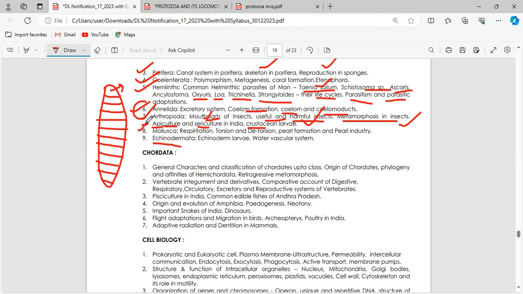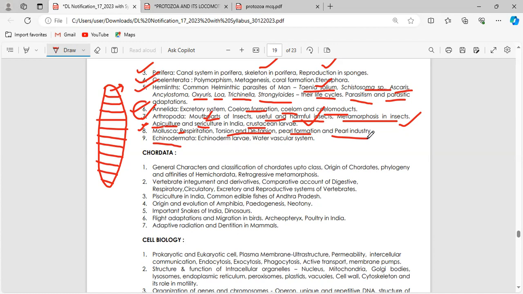Next, Mollusca. Mollusca is said to be the shelled animals. In Mollusca, they have given the respiration, torsion and detorsion, pearl formation, and pearl industry. Among all the topics, the most important topic is torsion and detorsion.